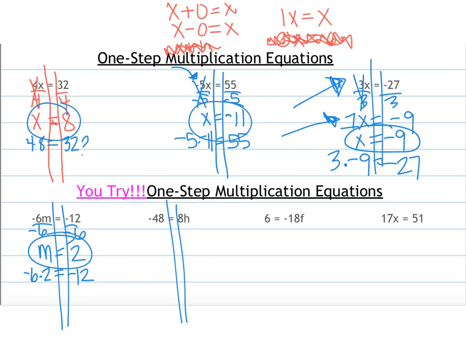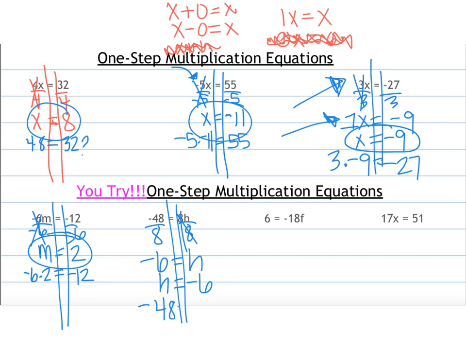Negative 48 equals 8h. So this time I have to look over here because my variable is on this side. Divide both sides by 8. Cancel that out. I forgot to cancel that out over here. Negative 48 divided by 8 is negative 6. Remember, our positive and negative integer rules apply, so we have to think of that. Negative 6 equals h. Same as before, we're going to flip it around so our variable is on the left side. H equals negative 6.